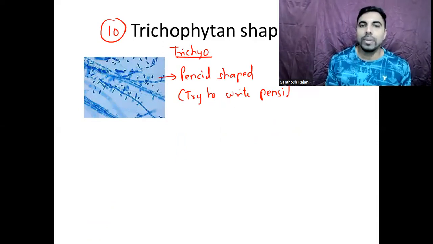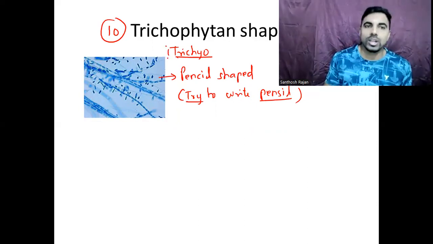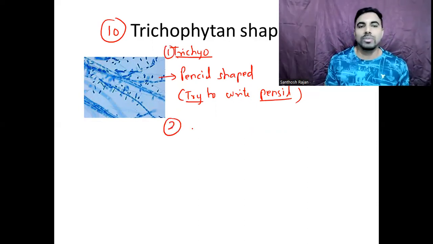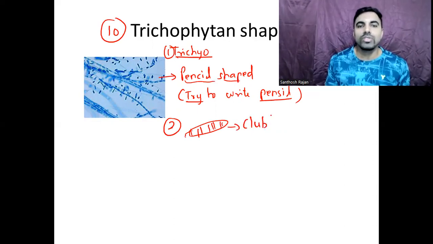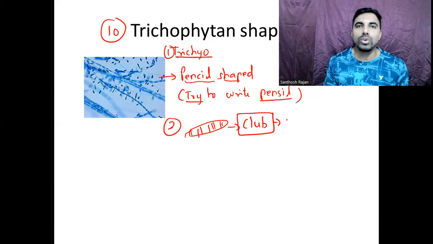Always use pencil first. So try pencil first. Okay, finished, first one. But in the last previous FMG, they asked what? Club shaped. This was like this, the macroconidia. Here the macroconidia is pencil shaped. There the macroconidia is club shaped. Club, I told you, who has the club? Who is the owner of the club in South India? Most clubs are owned by people named AB Ebenezer, no? AB means Epidermophyton.